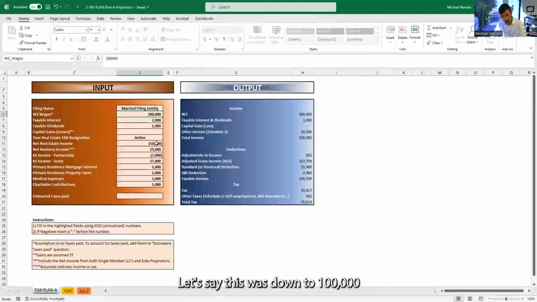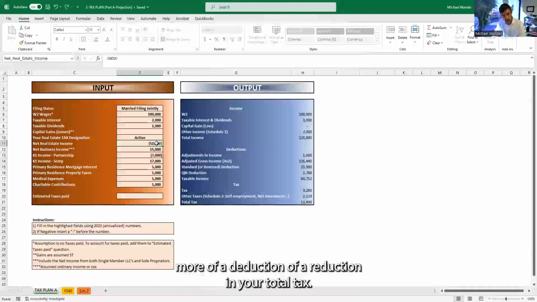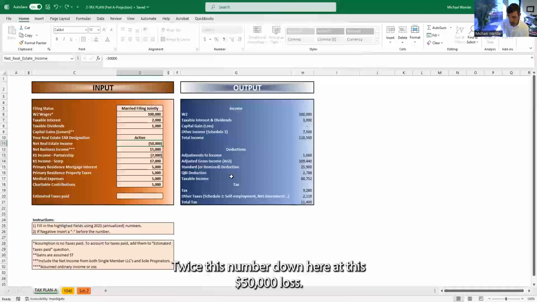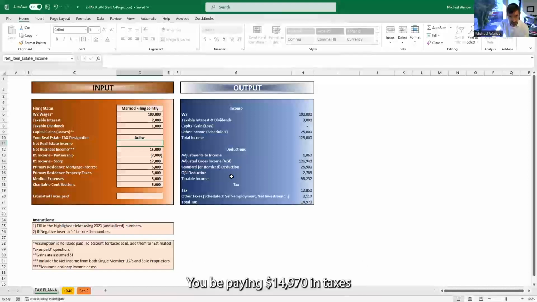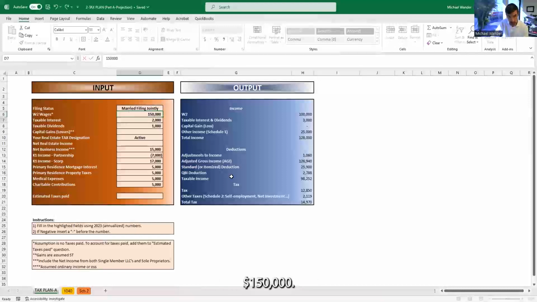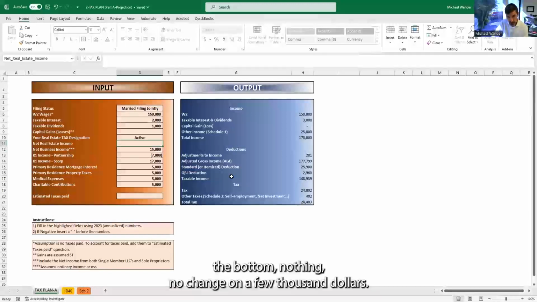Let's say this was down to 100,000, then this is going to make an impact, right? This right here is going to give you more of a reduction in your total taxes. Watch this number down here. Without this $50,000 loss, you'd be paying $14,970 in taxes when your W-2 wages are at $100,000. When these are at $150,000, then watch the total tax on the bottom, nothing, no change.